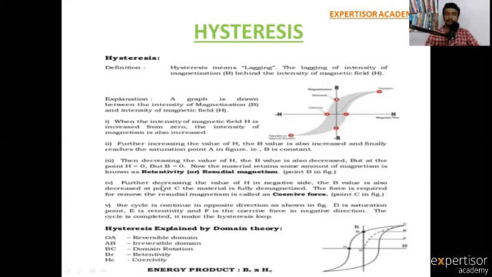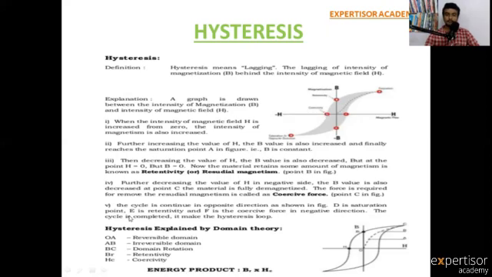Next, further decreasing the value of H on the negative side, the B value is also decreased. At point C, the material is fully demagnetized. The force required to remove the residual magnetism is called the coercive force. Coercive force at point C in the figure. So here the coercive force is created and this material is demagnetized.